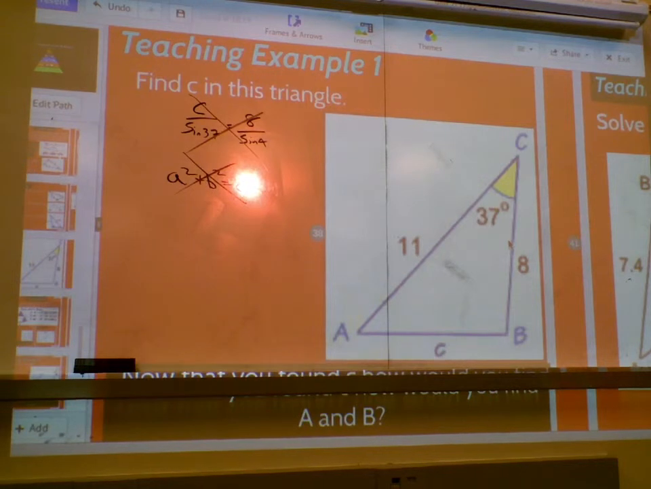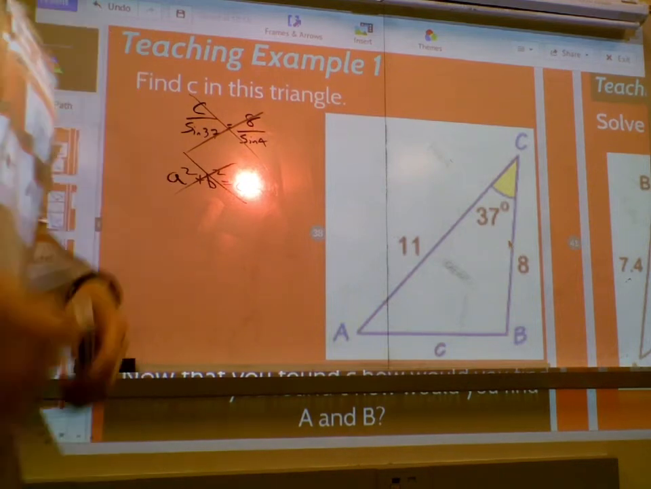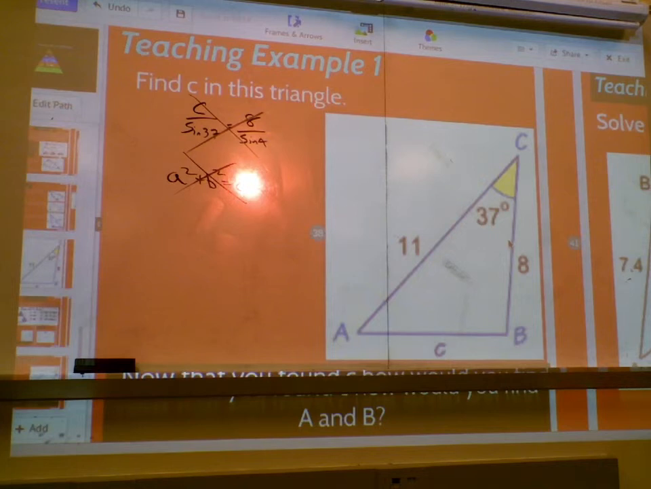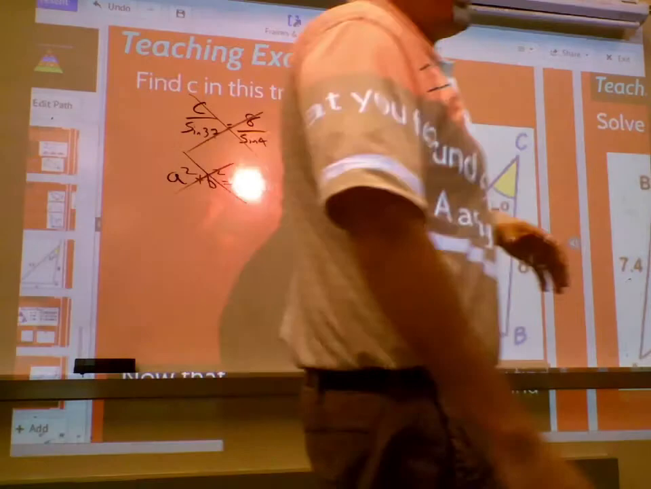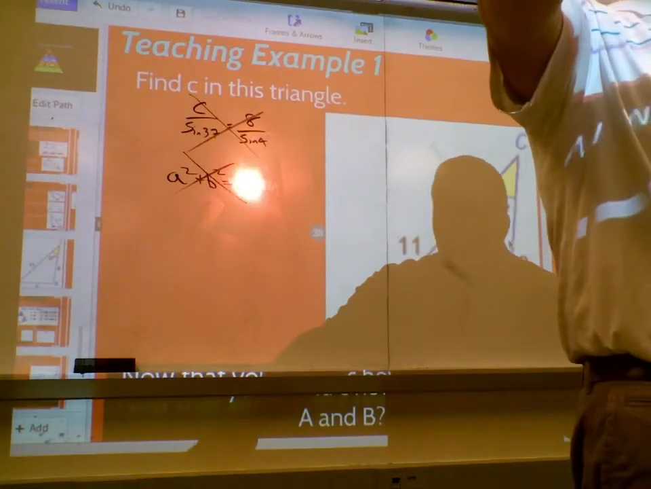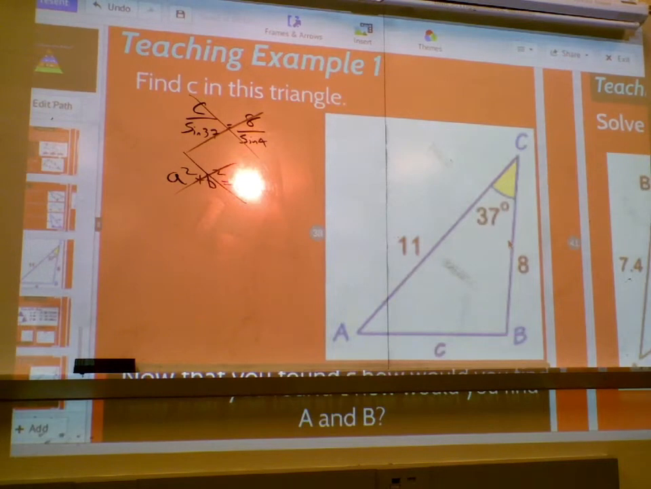Will SOHCAHTOA work? No, because it's not a right triangle. Law of sines doesn't work, too many unknowns. A squared plus B squared doesn't work, and neither does SOHCAHTOA, because it's not a right triangle, so we have to learn something new. Remember, I said we're going to do one more. This is it, the last law of this unit.